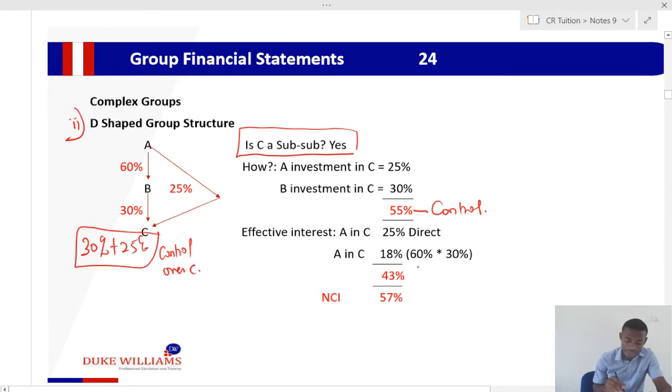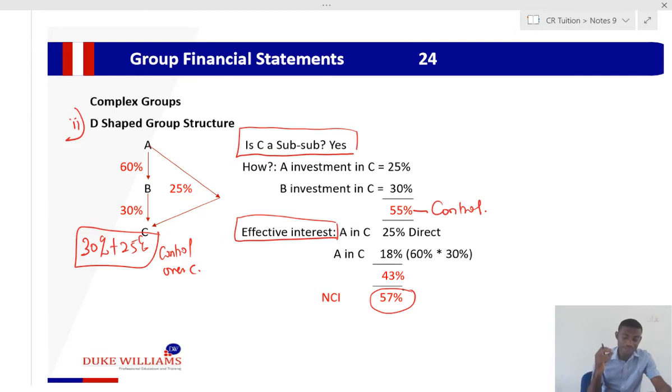And the effective interest is the 60% of entity A's interest in B times entity B's interest in C. So 60% times 30%, that gives us 18%. And even though there is control and we are going to be consolidating, the share of post-acquisition reserves, etc., are not going to be shared using the 55%. We are going to be sharing all those post-acquisition reserves using the effective interest. So in this case, you realize that the NCI effectively has 57%, which is more than the effective interest of 43%.